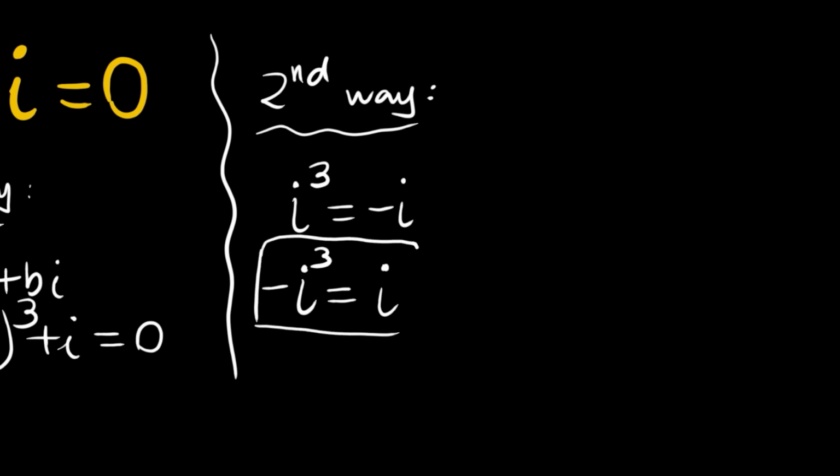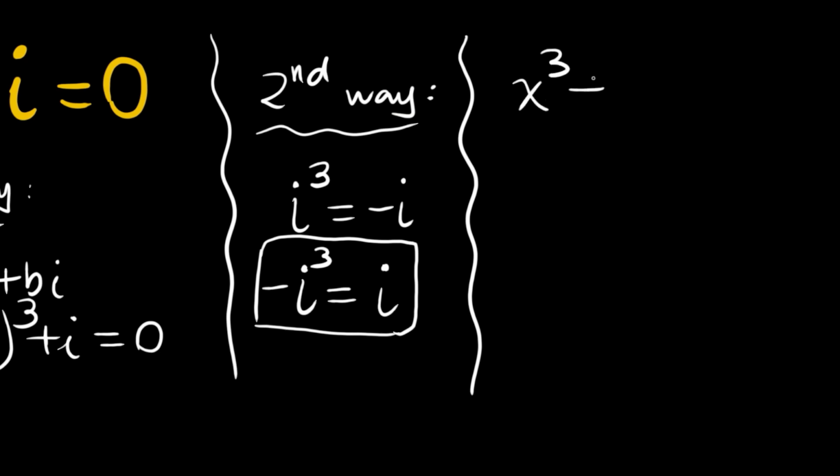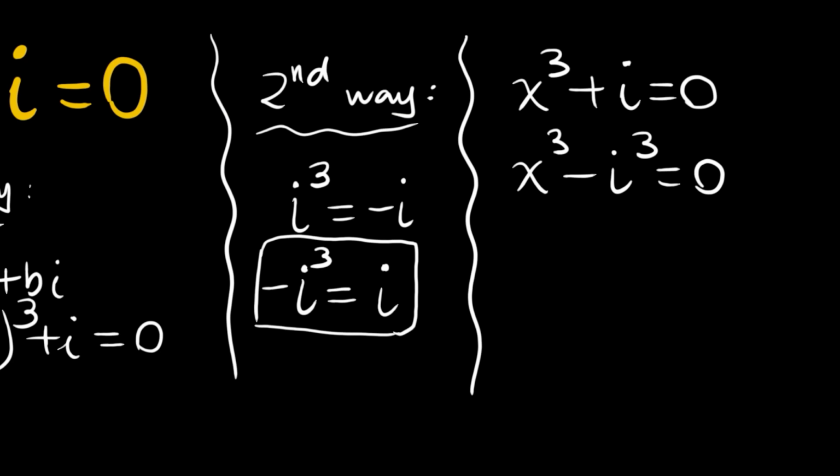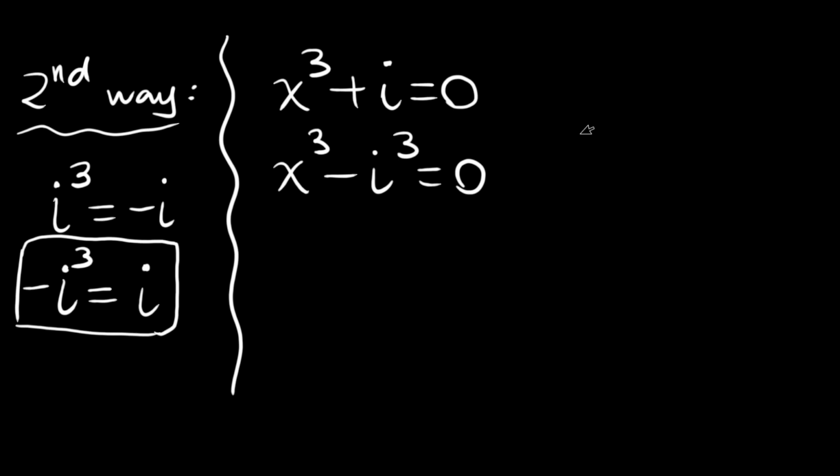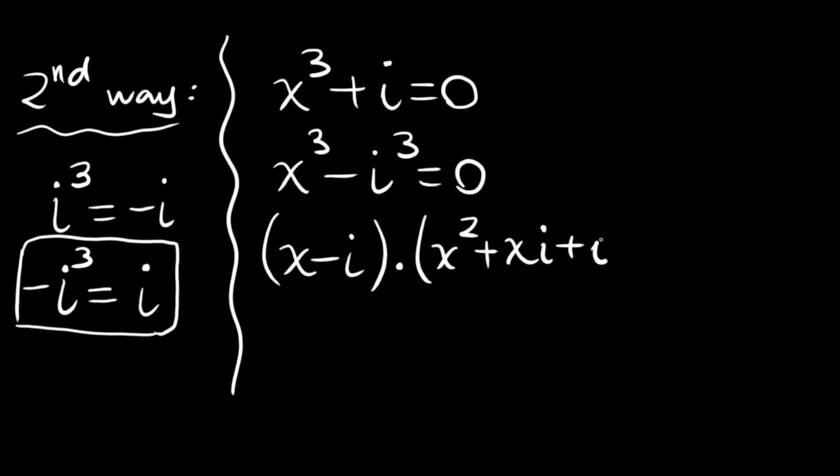So for this i in our equation, we have x cubed plus i, and this is equal to 0. We can say x cubed minus i cubed is equal to 0, since i cubed is equal to negative i, and negative times negative will become positive i. Now we can use the difference of these two cubes. We can say x minus i times x squared plus x times i plus i squared is equal to 0.